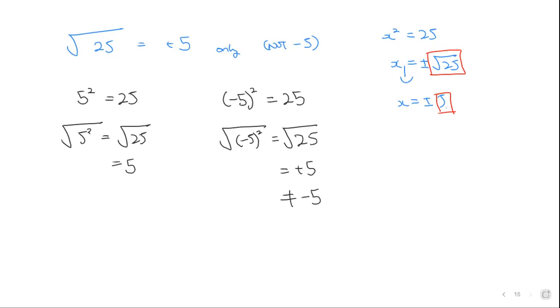And so for that reason, the square root of y squared is not equal to y, but it will always end up being the positive version of y. So it's the absolute value of y.